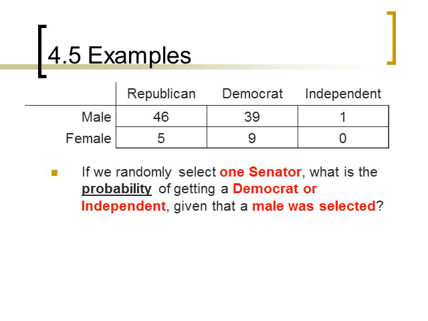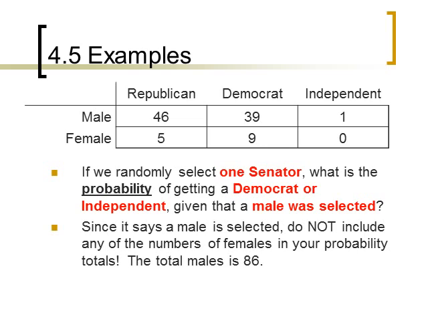So what do we have to completely ignore? Well, in the chart, if we're only selecting for males, we have to completely ignore the female numbers in that bottom row. So I would just cross that row out, and we only get to focus on the male Republicans, Democrats, and Independents. So that's what a conditional probability is. They give you the totals of everybody, but you have to closely read the phrase "given that," and after that follows what you're selecting, and you have to ignore the other values. Since it says a male is selected, do not include any numbers of females in your probability totals.